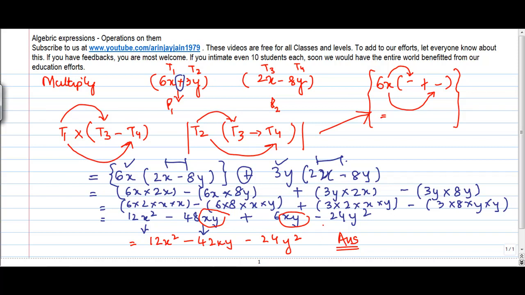So to reiterate, whenever you have two polynomials, you pick up any one of them. You multiply the first term with the second polynomial. You multiply the second term with the second polynomial. The sign between the two remains the same. And then the normal process has to be followed and the solution will be there.